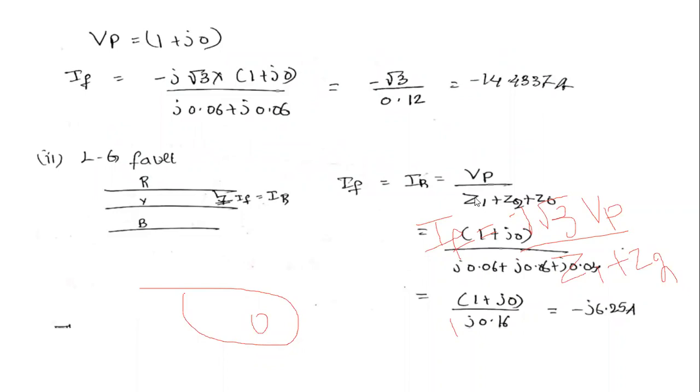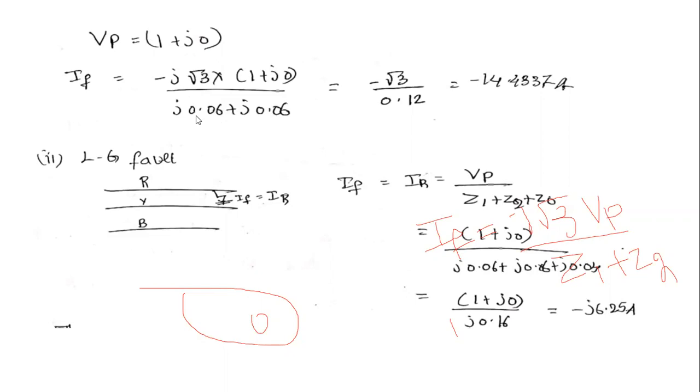Then we are considering the phase voltage, that is V phase is equal to 1 plus j0. Then we substitute: IF is equal to minus j root 3 V phase, where V phase means 1 plus j0, by Z1 plus Z2.